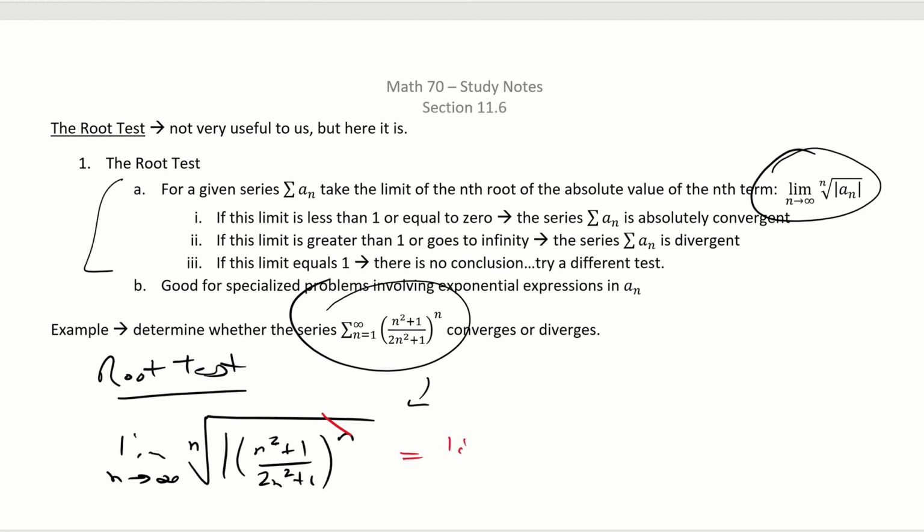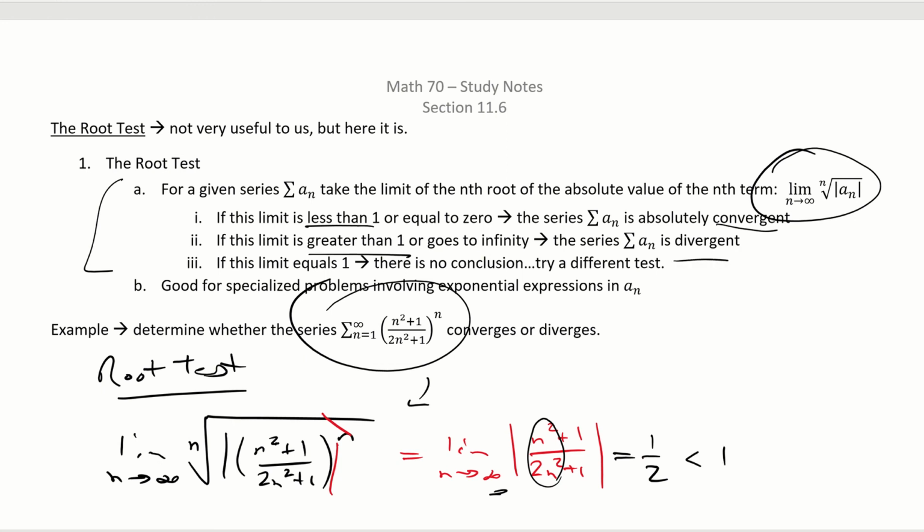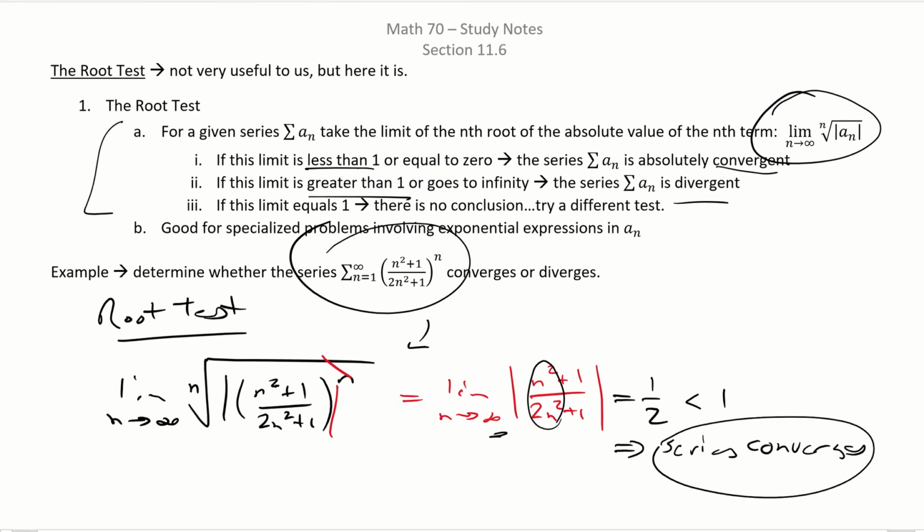And so let's see, we've got the limit as n goes to infinity of the absolute value of n squared plus 1 over 2n squared plus 1. And we're supposed to take that limit. As n goes to infinity, that limit is 1/2. So what? Well, here's the story. If it's less than 1, converge. Greater than 1, diverge. This one's less than 1. That implies the series converges. So that's a quick look at the root test in case you see that and you need to do it.